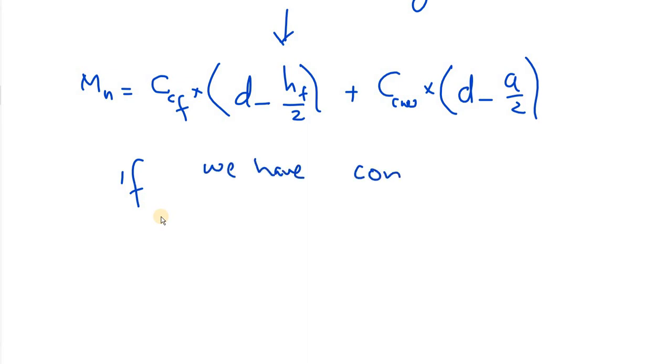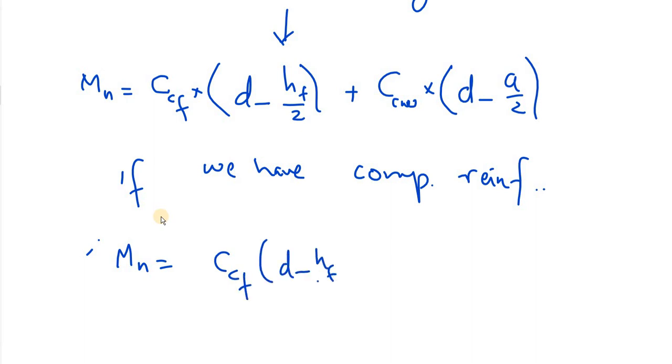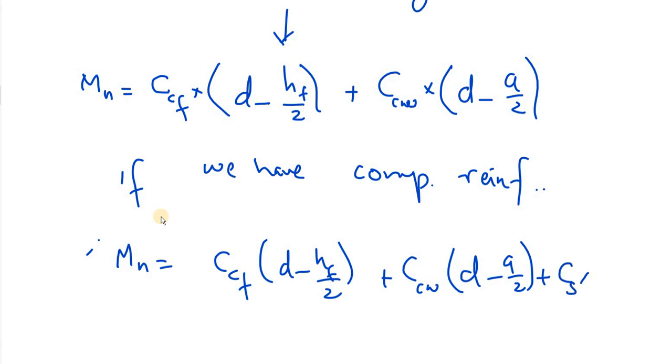If we have compression reinforcement present as well, and we want to incorporate its effect, then Mn could be given as CCF into d minus hf by 2 as usual, and CCW into d minus a by 2. These are the same things, and we will have another force coming from compression steel, Cs, and its lever arm d minus d prime. So this is how we can write down the final equation.